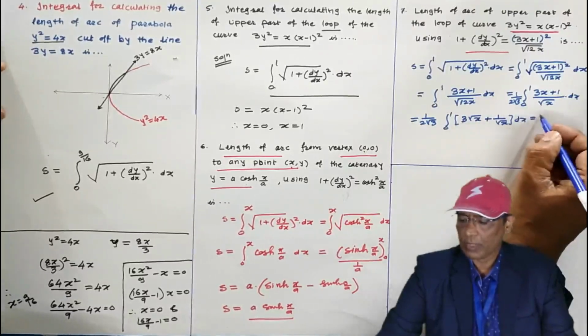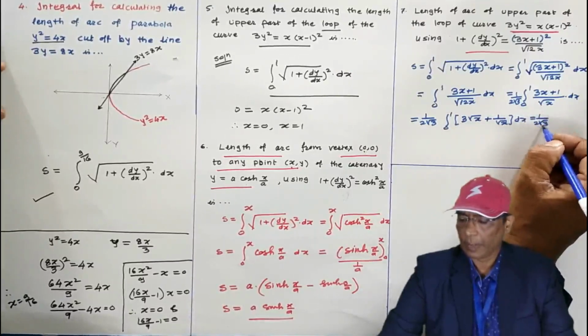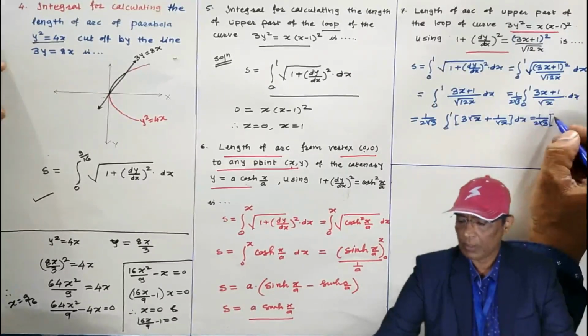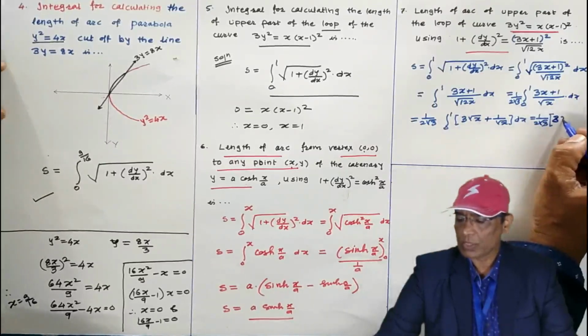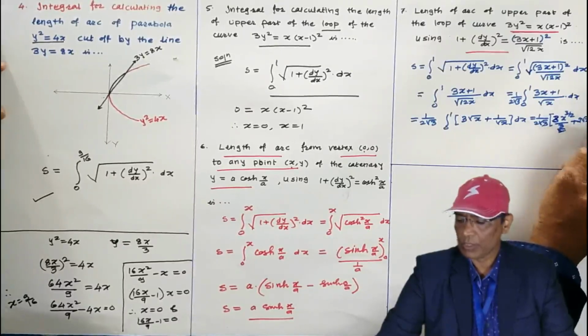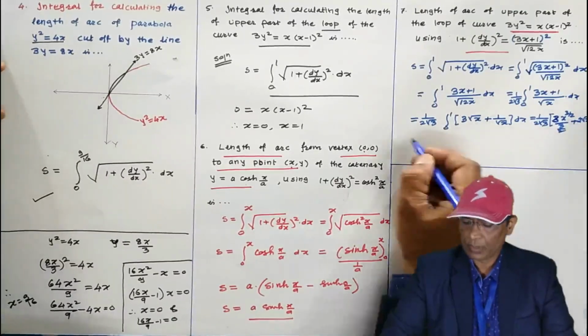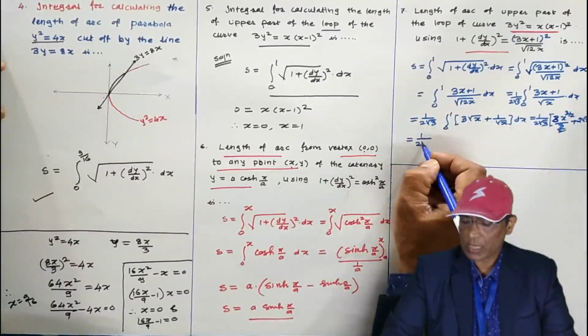Then 1 by 2 root 3 as it is. 3 multiplied by the integral of x raised to 1/2, which is x raised to 3/2 divided by 3/2, plus the integral of 1 by root x, which is 2 root x. The lower limit is 0, the upper limit is 1, and 1 by 2 root 3 is as it is.